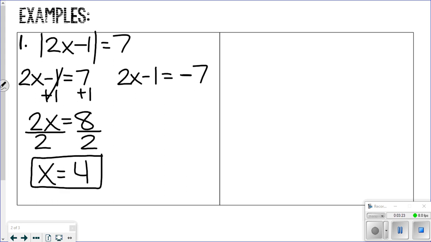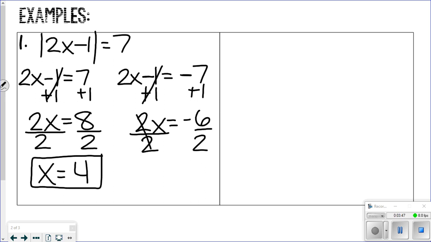Now my second equation is going to give me a different answer, but we solve the equation the exact same way. So I need to get rid of this minus 1. So the opposite, we're going to add 1 to both sides. Negative 7 plus 1 is negative 6. Divide both sides by 2. And my second answer is x equals negative 3.